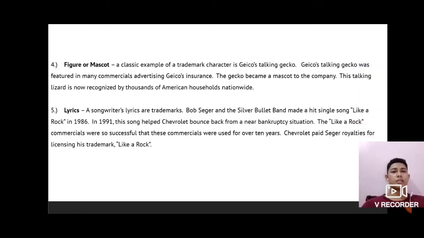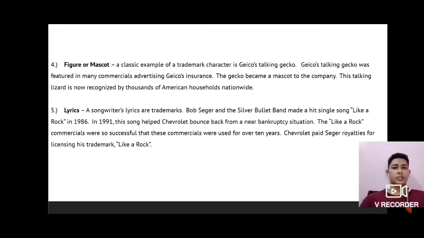Next is figure or mascot. A classic example of a trademark character is the Talking Gecko. The Gecko was featured in many commercial advertisements for Geico insurance. The gecko became a mascot for the company. This talking lizard is now recognized by thousands of American households nationwide.